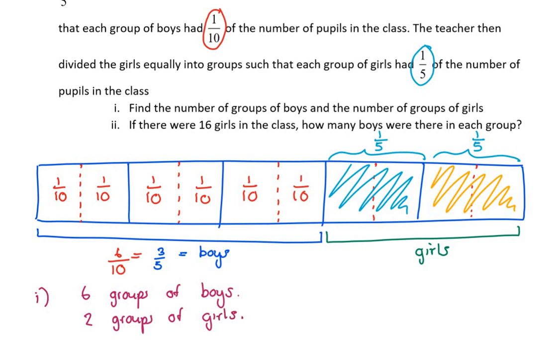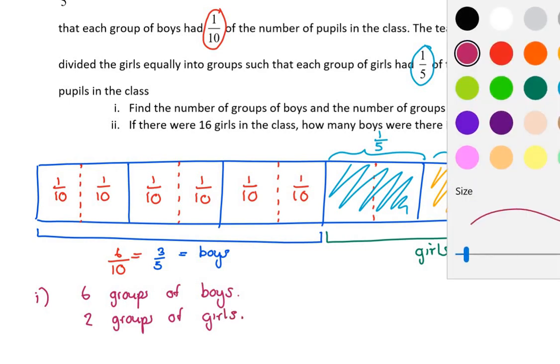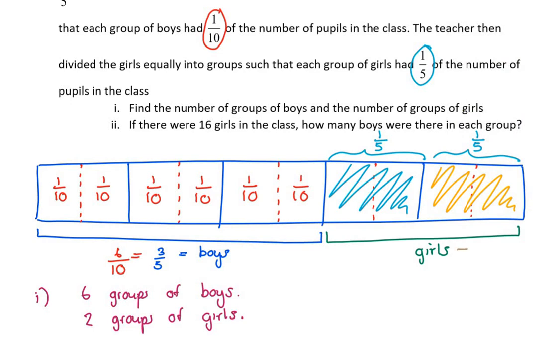And our last question, if there were 16 girls in the class, so these girls represented 16. How many boys were there in each group? So not how many boys were there, how many boys in each group. Now, if there's 16, I need to know, what does 1 block represent? So basically 4 of these little blocks represent 16 people. So what would 1 block represent? 1 block would represent 4 people.